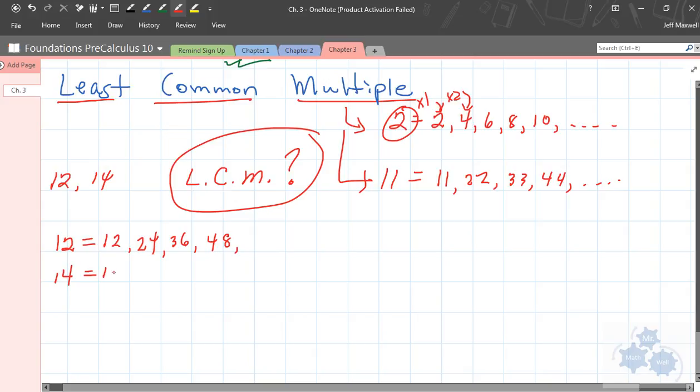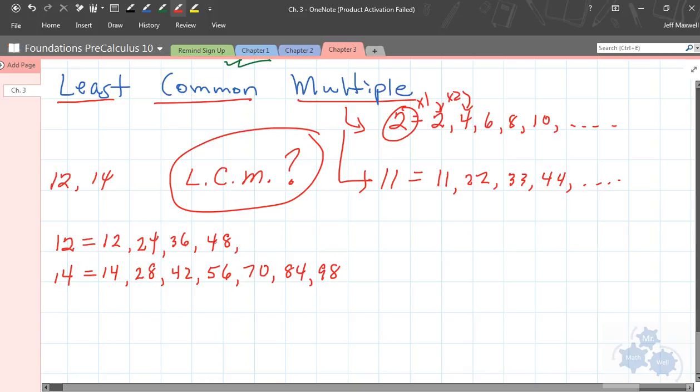14 times 1 is 14. Times 2 is 28. Oh, we're close there. What's 14 times 3? 42. What's 14 times 4? 56. What's next? 70. What's next? Oh, we're not running into anything common here yet, are we? So we might have to keep going. Sorry, not 80. 84, yeah. And if you haven't noticed already, we're just adding 14 each time, right? So that might be helpful.